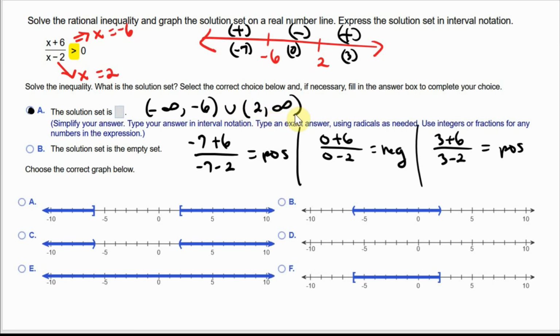Let's see if we can find that. So here, there's no brackets, so we know we kick that out. We kick that out. We know it's not everything. So we're looking at from negative infinity to negative 6. That looks like it there. And then from 2 to positive infinity. That's good. There's nothing on that one. And then we know it's not that one that's inclusive on the inside. So it's this guy here.